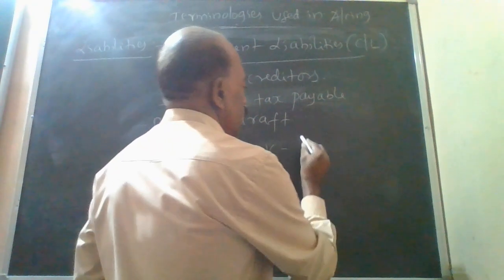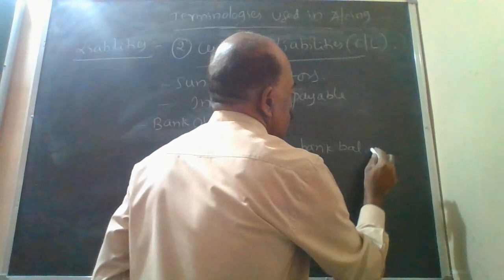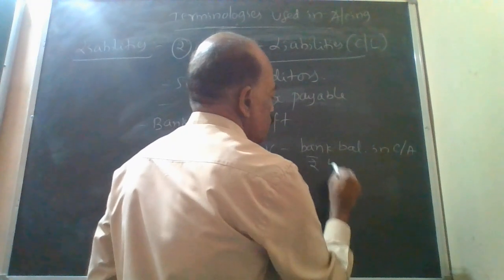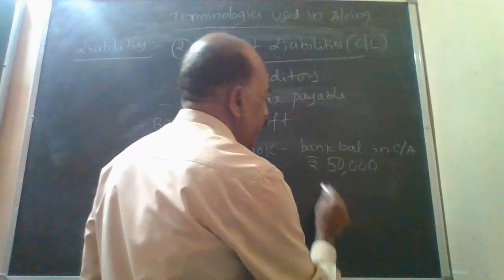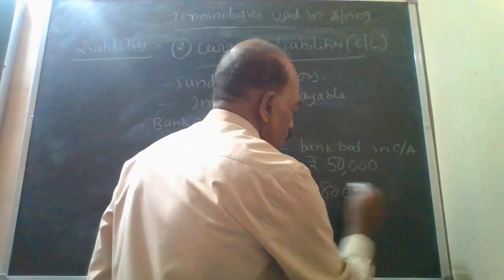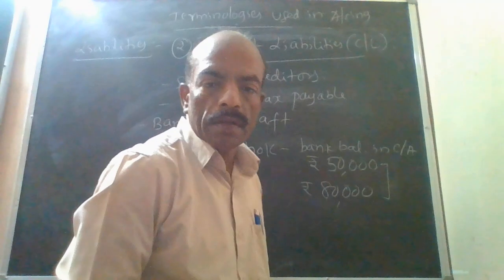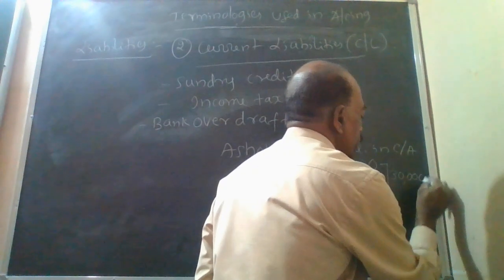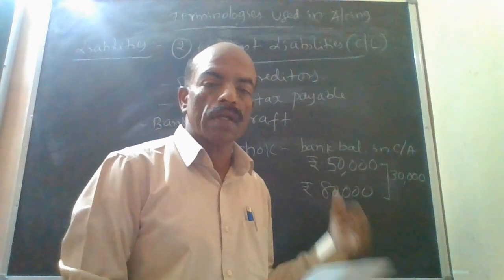Ashok has a bank balance in his current account of rupees 50,000. So he has drawn 80,000 rupees. How much is overdrawn here? 30,000 is overdrawn. Drawing more than the actual amount is called what here?